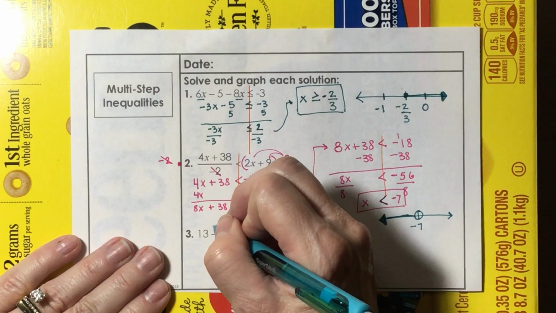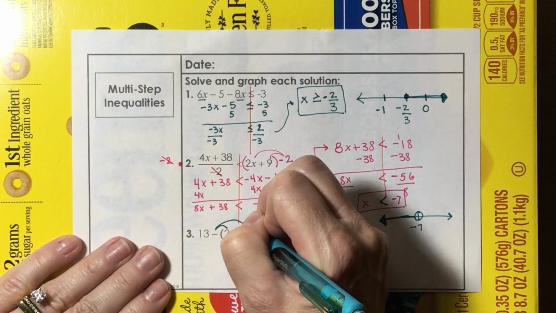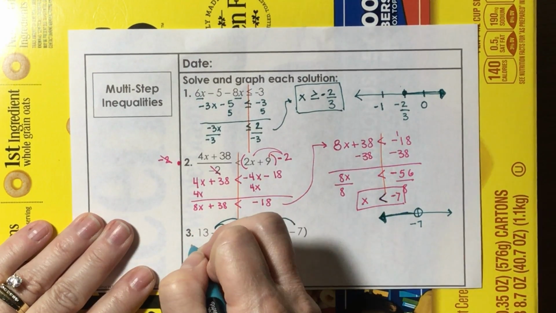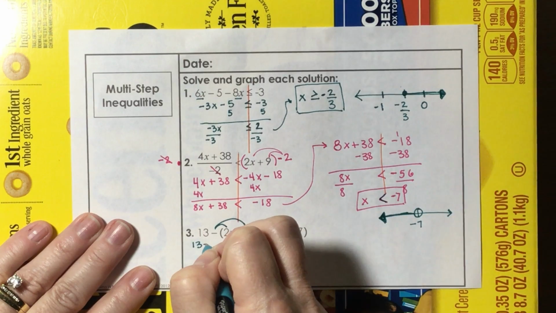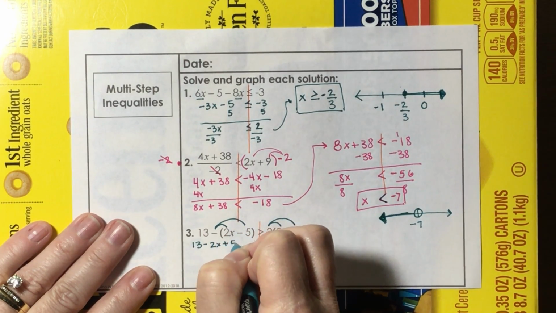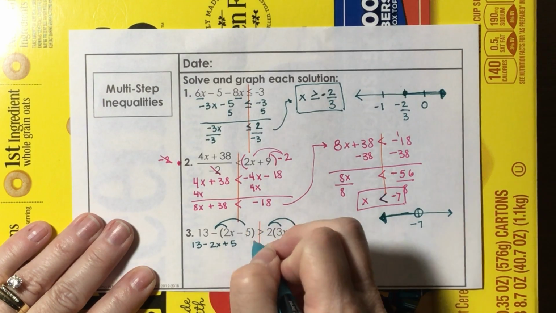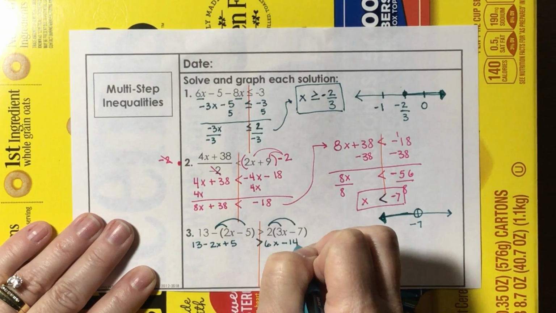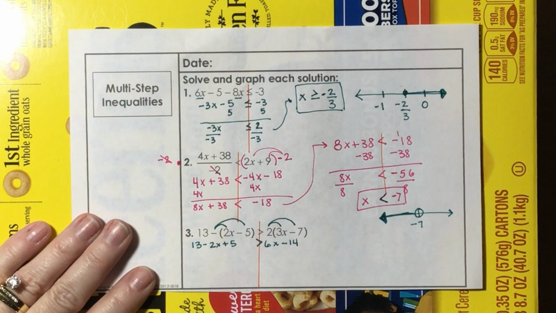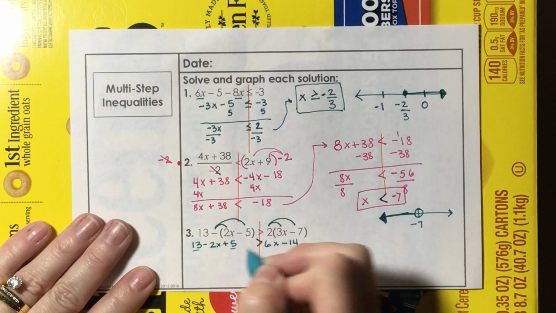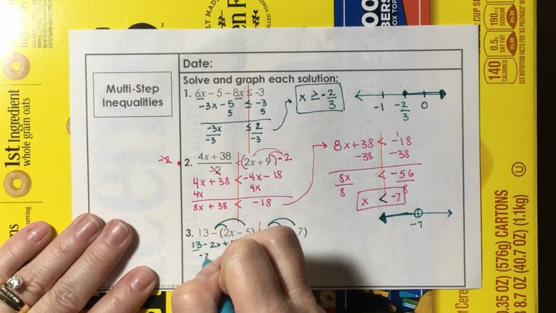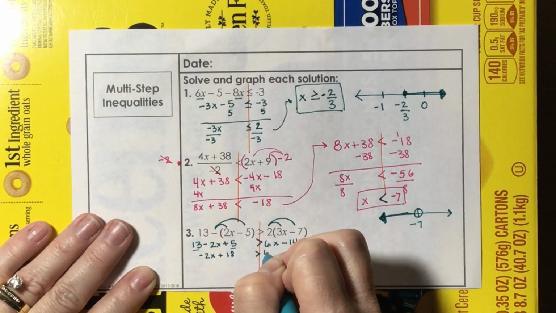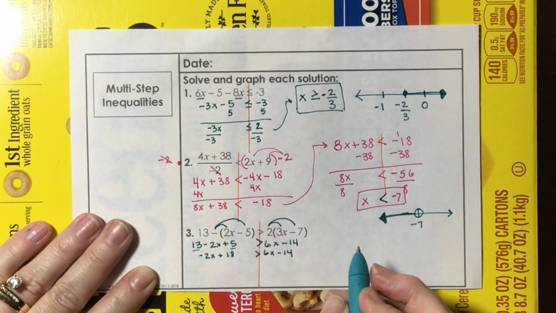So on this side, we're going to distribute the negative 1, and on this side, we're going to distribute a 2. So that will give us a negative 2x and a plus 5, because a negative just flips the signs of everything, is greater than 6x minus 14. Okay, now I want to combine like terms. So we have negative 2x plus 18 is greater than 6x plus 14.